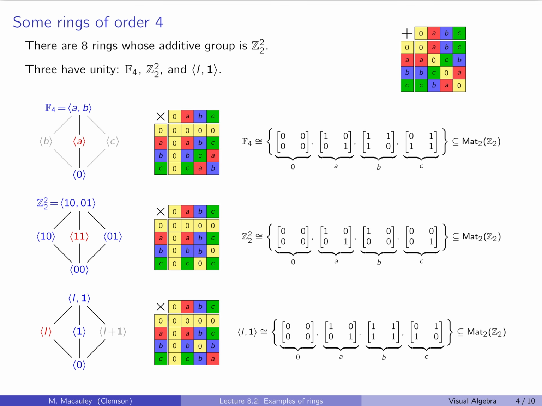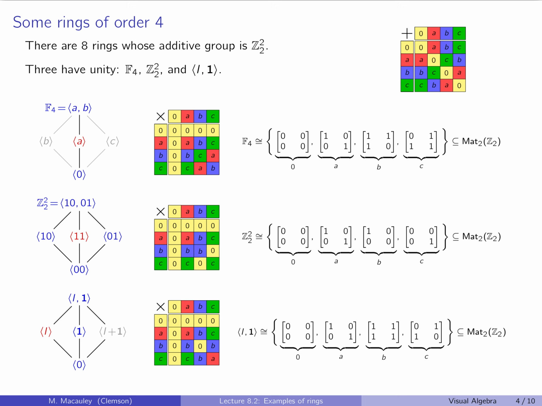Let's move on to the 8 rings whose additive group is non-cyclic. Here's the additive Cayley table. 3 of these have unity. They are the finite field of order 4, which we'll learn more about later in this chapter when we get to finite fields. There's Z2 cross Z2. That's the group where multiplication is just defined component-wise mod 2. And then there's one more that I don't know what to call, but it's generated by the identity matrix 2 by 2 and the all ones matrix over Z2.